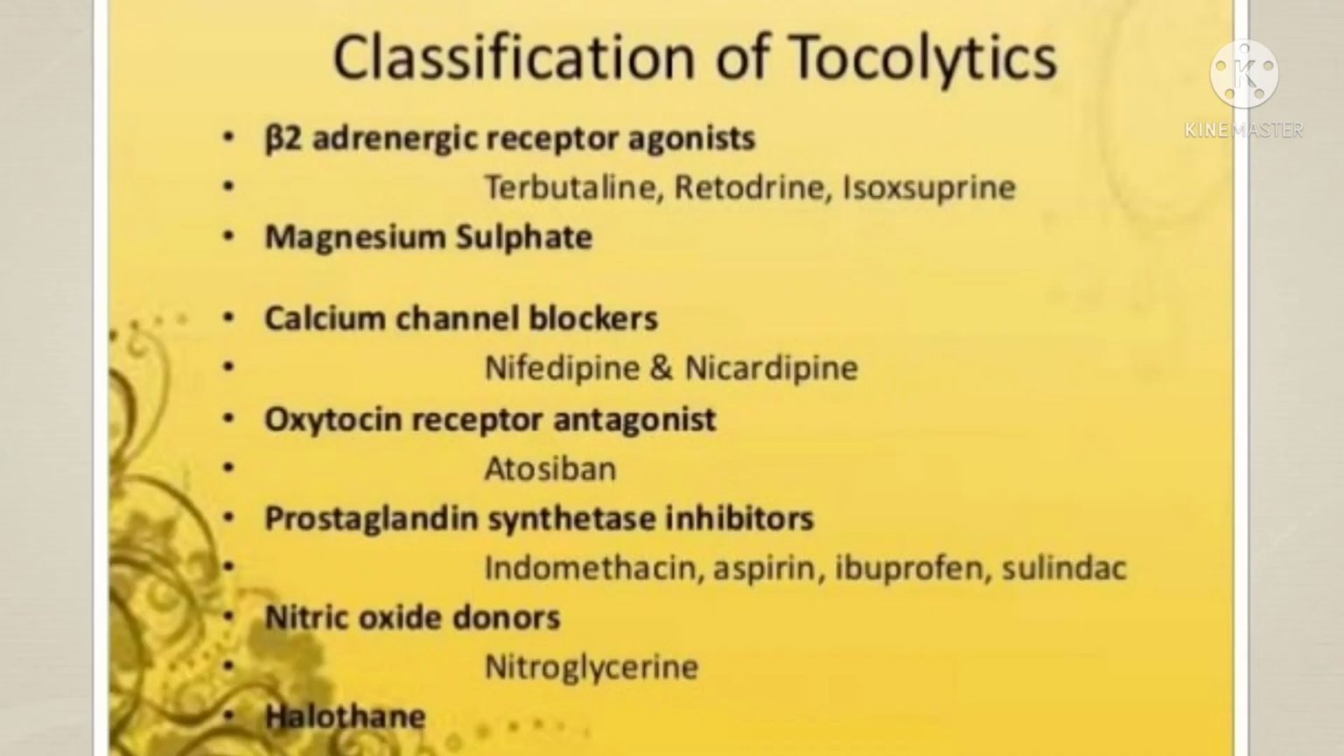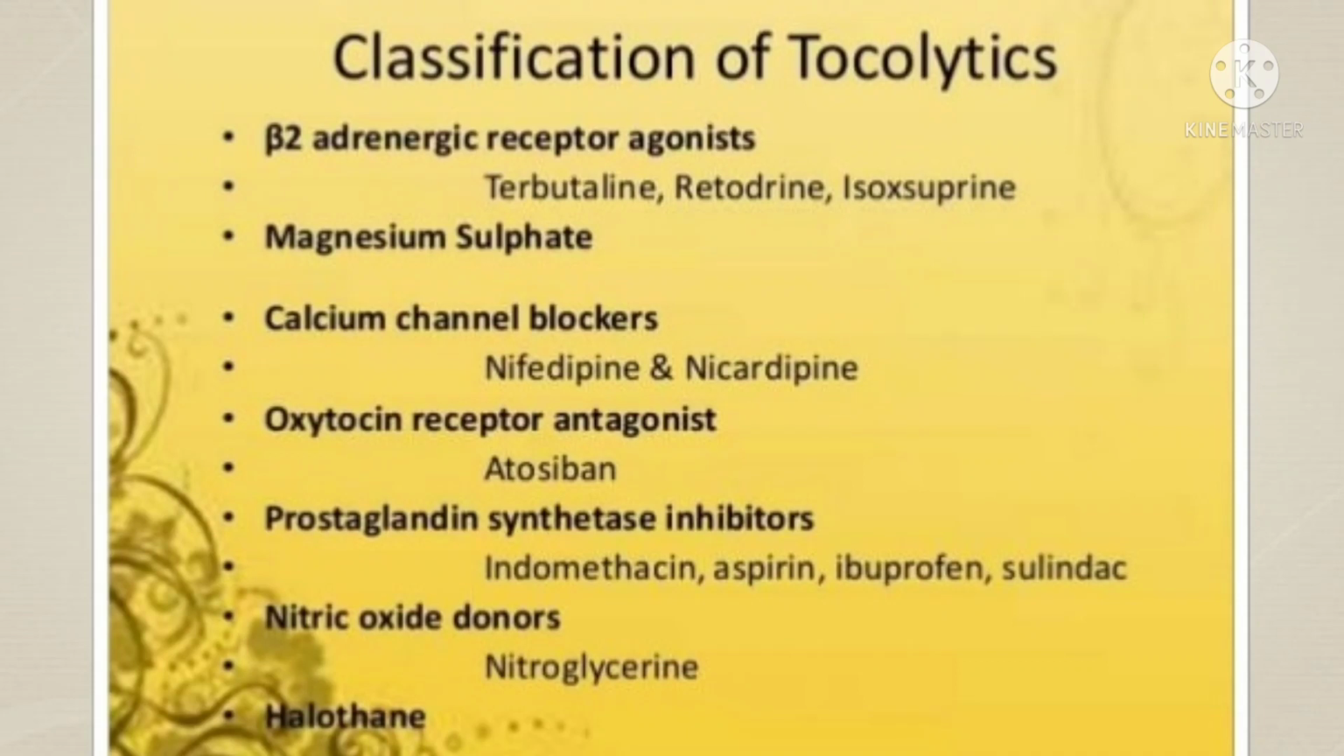First one is beta 2 adrenergic receptor agonists, that is beta mimetics. Examples are terbutaline, ritodrine, isoxsuprine. Next is magnesium sulfate. Third one is calcium channel blockers. Examples are nifedipine and nicardipine. Next is oxytocin receptor antagonist. Example is atosiban. Next is prostaglandin synthetase inhibitors. Examples are indomethacin, aspirin, ibuprofen and sulindac.